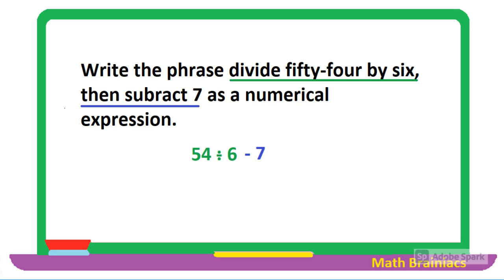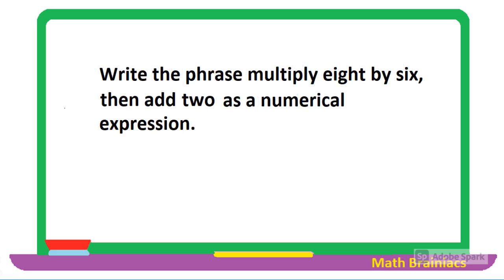And you can read it as 54 divided by 6 minus 7. Accordingly, we need to enclose the first condition with a parenthesis so that the order of operation will be clear. Correspondingly, the numerical expression will be 54 divided by 6 and close with a parenthesis minus 7. Let us work on another example so that you can perfectly understand the lesson.